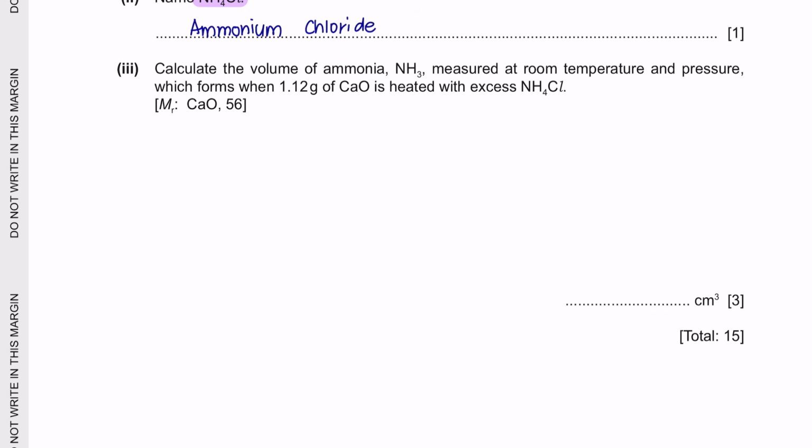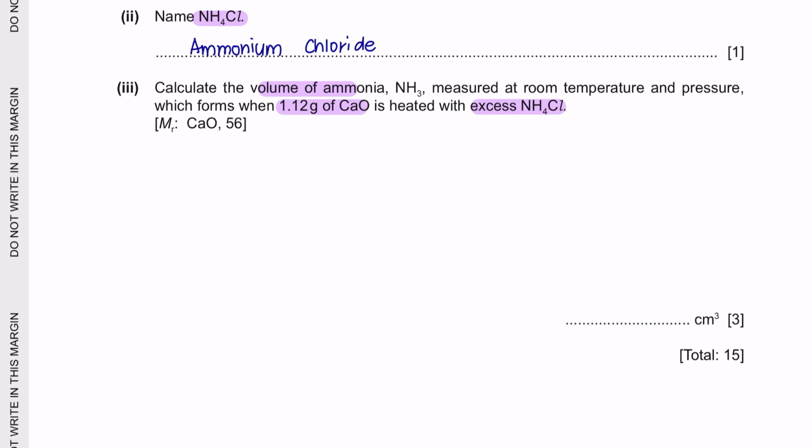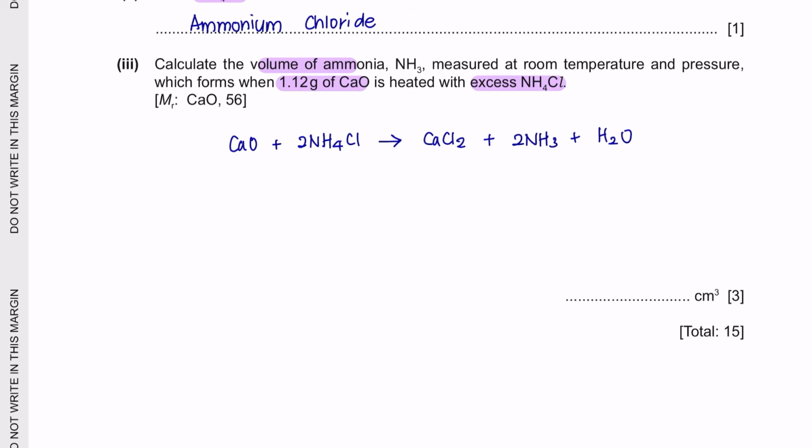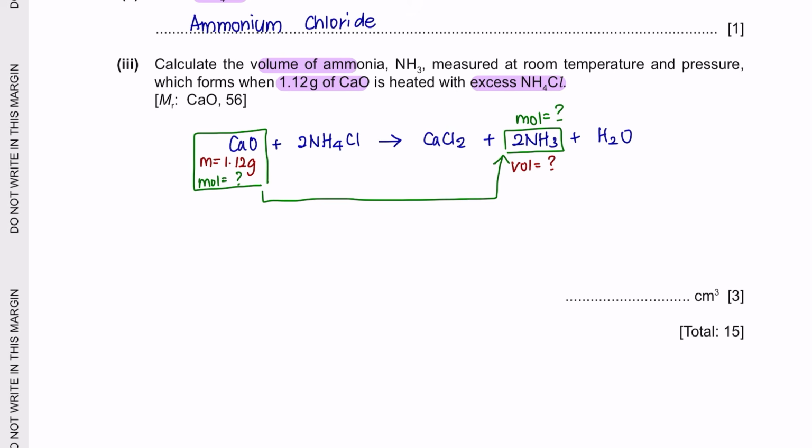Next part 3, calculate the volume of ammonia measured at room temperature and pressure, which forms when 1.12 gram of calcium oxide is heated with excess NH4Cl. Okay. Firstly, I'm just going to rewrite the equation. And now we're going to write whatever information that we have been given underneath the compound, like this. We are required to find the volume of ammonia. But to find the volume, we first need the mole for ammonia, and we do not have that. However, we have the information for the mass of calcium oxide, meaning that we can find the mole for calcium oxide and then use stoichiometry to get the mole of ammonia.